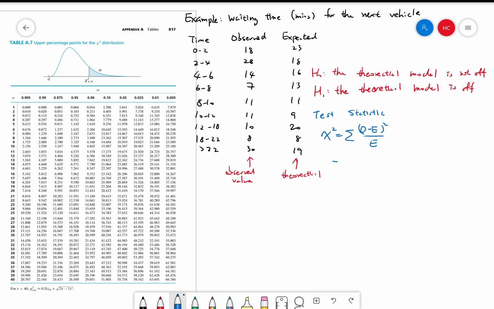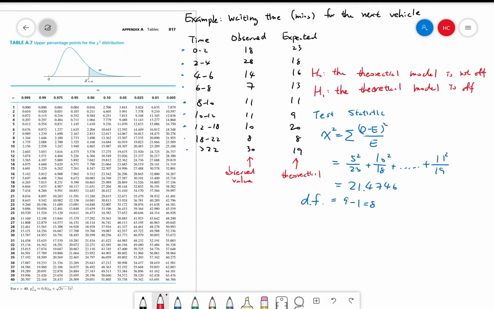For the first row, it's equal to 5 squared over 23. The second row is 10 squared over 18. I'm not going to write down all the rows. The last row is 11 squared over 19. I'll press the calculator to find the value of this, which is 21.4746. And the degrees of freedom: let's see, 1, 2, 3, 4, 5, 6, 7, 8, 9. So there are 9 rows, and the degrees of freedom is 9 minus 1, which is 8.